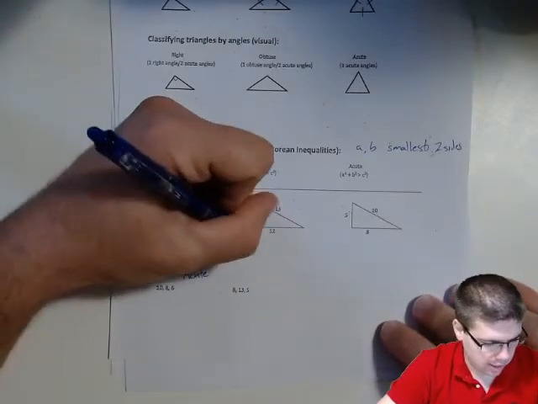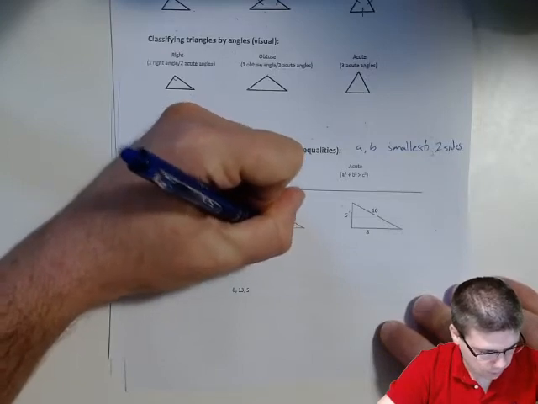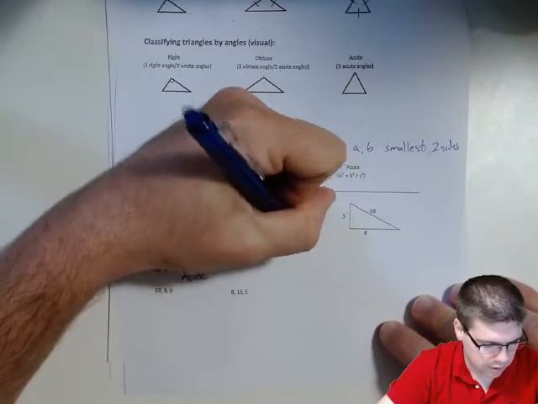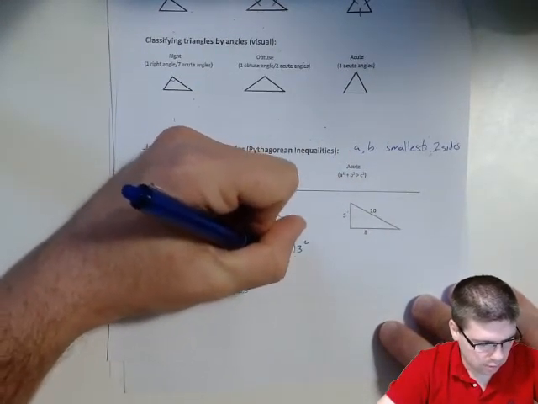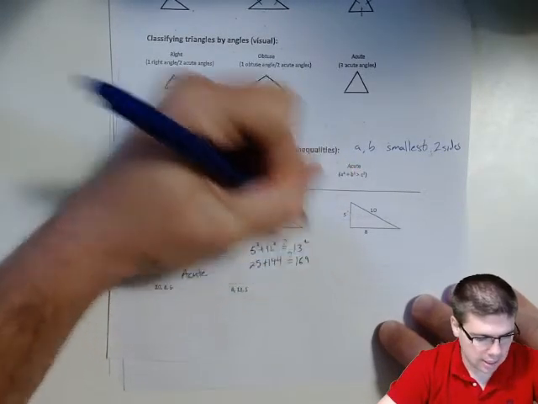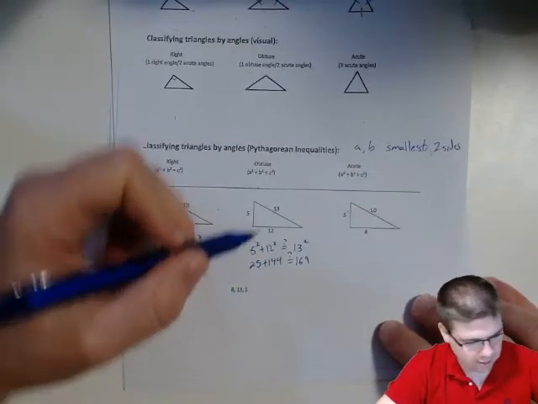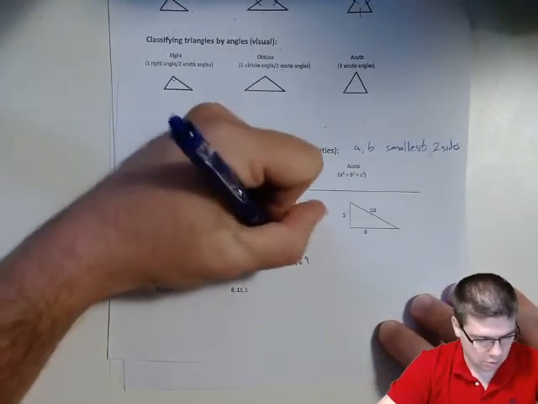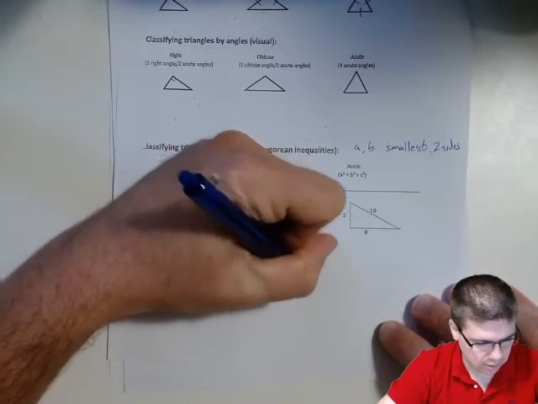So we can try that again here. We have 5 squared plus 12 squared. Is that equal to 13 squared? You don't have to put this in here if you don't want to. So that is 25 plus 144. Does that equal 169? We add those up: 144 plus 25 is 169. Yes, it equals. So it checks out, and that means this is a right triangle.